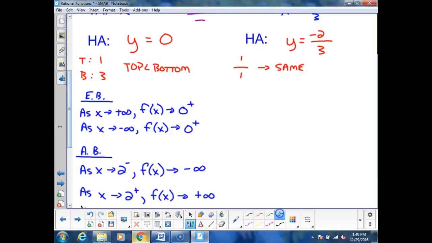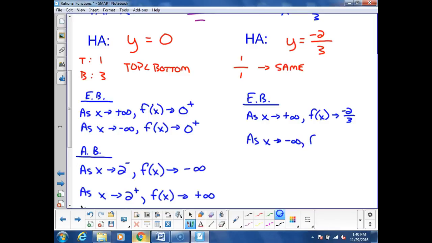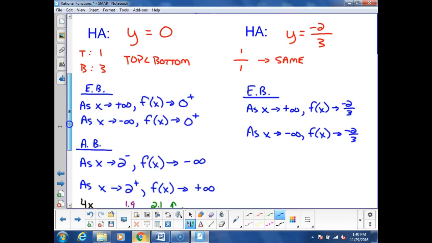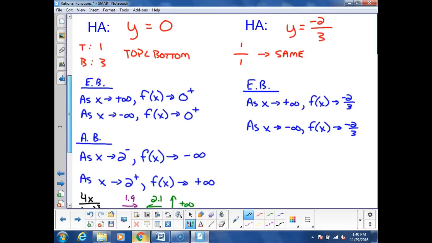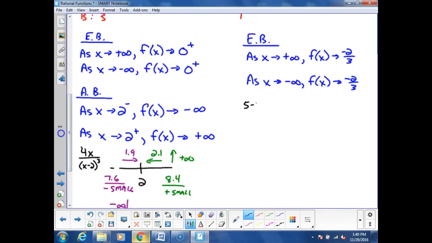So then we've got end behavior. As x is approaching positive infinity, f of x is going to negative 2/3, and as x is approaching negative infinity, f of x is going to negative 2/3. I just have to figure out now which one it's going to. My function again was 5 minus 2x over 3x plus 1. So if I pick some big number, like 100, let's say.